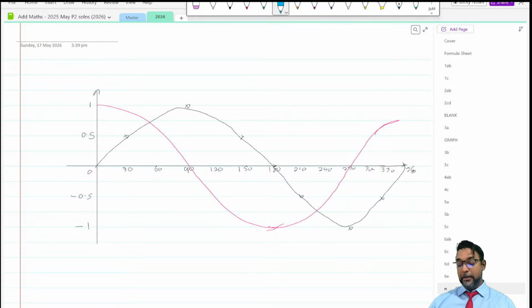I do like the graphs, to be honest. Sine 2x, basically what it does, the coefficient of the angle tells us how many cycles of the function are between 0 and 360. So what would happen here is you would actually have two cycles of sine.